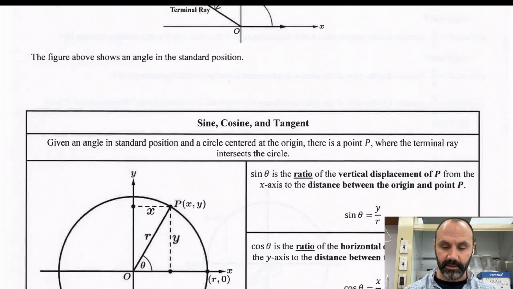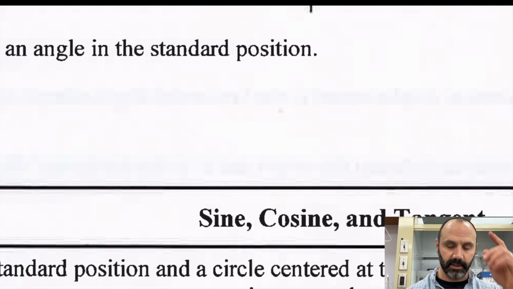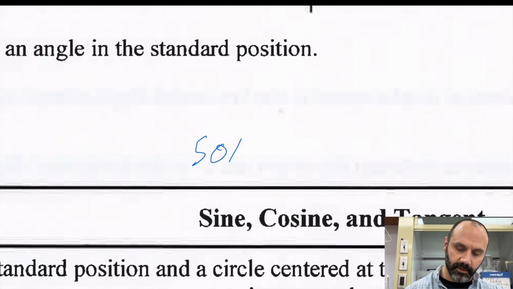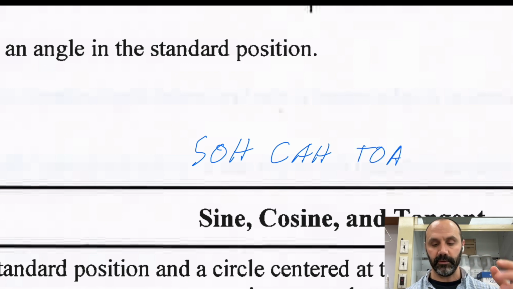So, sine, cosine, and tangent. Don't forget, in case you haven't learned this, SOHCAHTOA. I still say this in my head. So sine is the ratio of the opposite over the hypotenuse. Cosine is the ratio of the adjacent over the hypotenuse. Tangent is the ratio of the opposite over the adjacent.